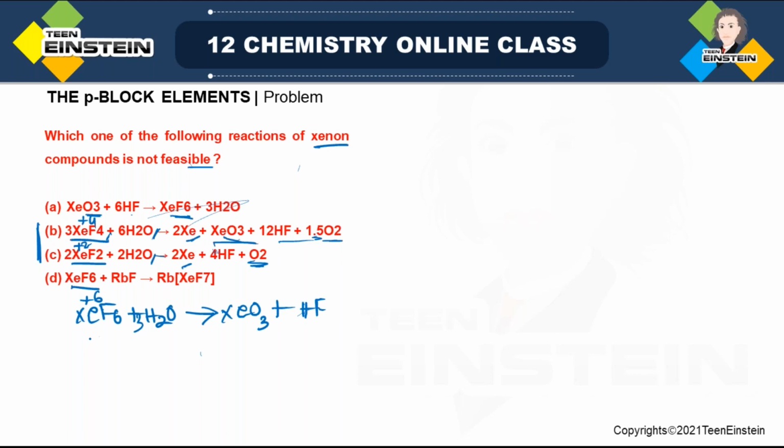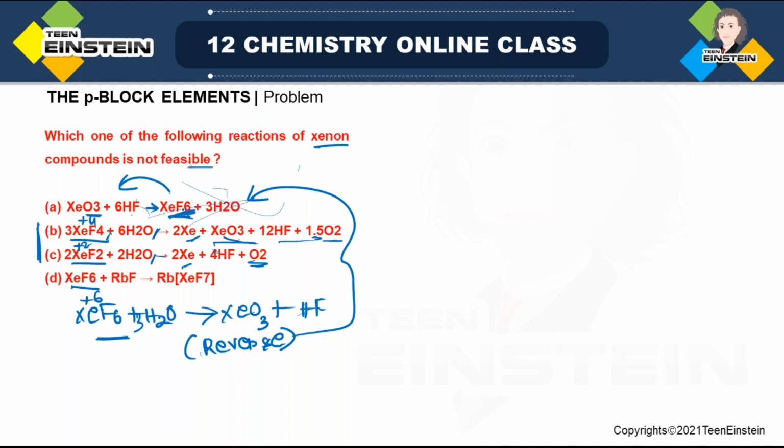Now look carefully. This reaction is the reverse of the option A reaction, right? Reverse of this one. That means if this is a very spontaneous reaction, the reverse reaction is not spontaneous. If we consider this arrow compared to this arrow, there will always be a tendency to move from right hand side to left hand side. That means this reaction is not feasible, because this compound is XeF6, and its reaction with water is very spontaneous. That means they cannot remain like this.